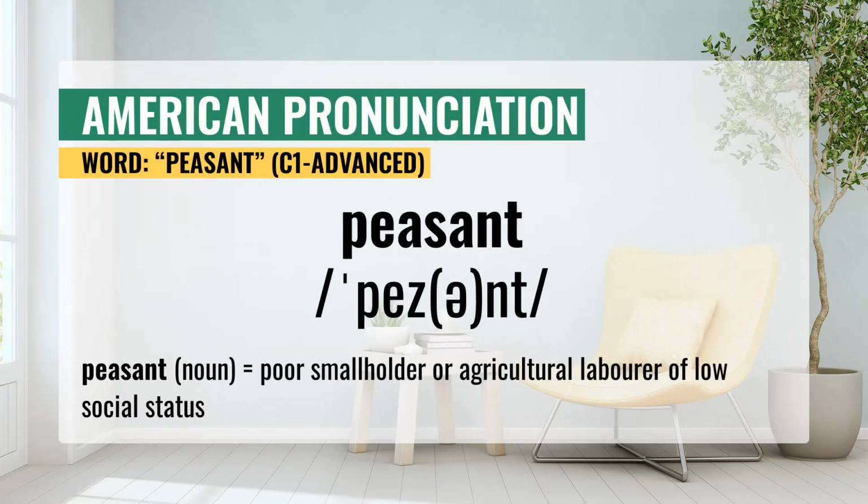American pronunciation. Peasant. Peasant. Repeat the word after me. As you repeat the word, keep the definition in mind to train your brain to master it. Peasant. Say. Peasant. Peasant means poor smallholder or agricultural laborer of low social status. Peasant.